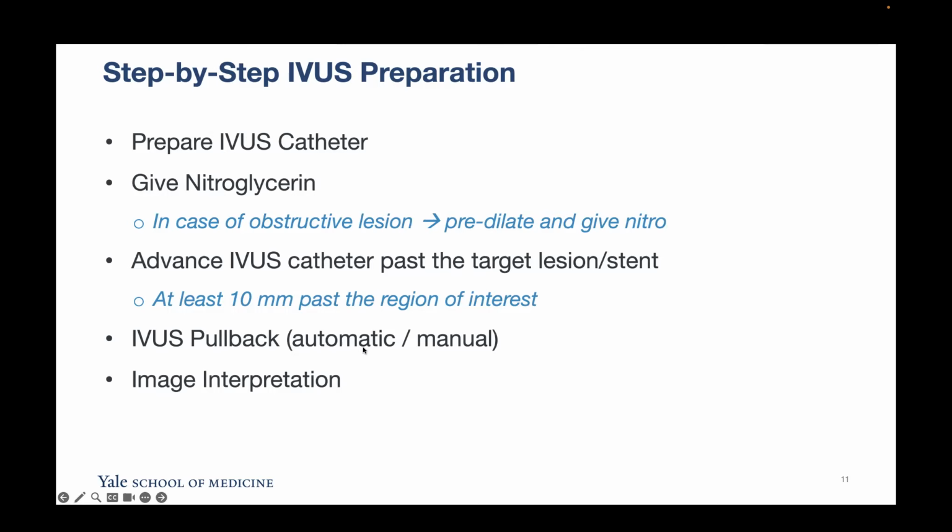You trigger the pullback, which most of the times will be automatic for the mechanical catheter. So we have automatic pullback, and then we can benefit from length measurements, or a manual scan. If you're just focused on one segment of the vessel, you can just manually scan the vessel. And then time for image interpretation.